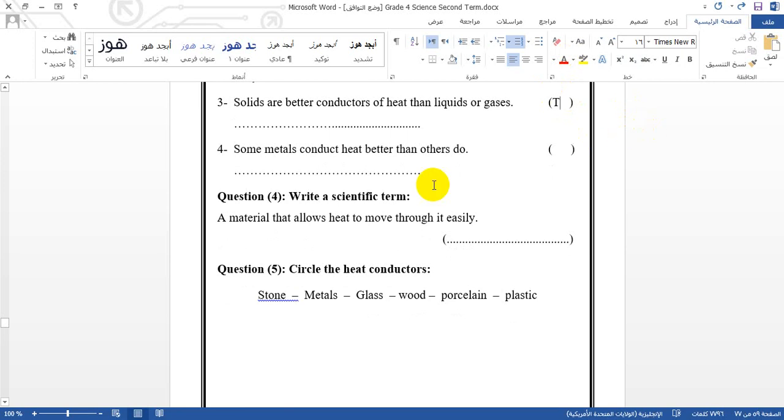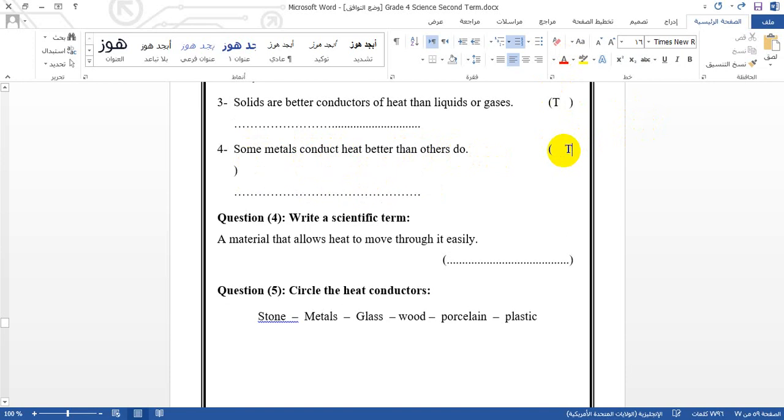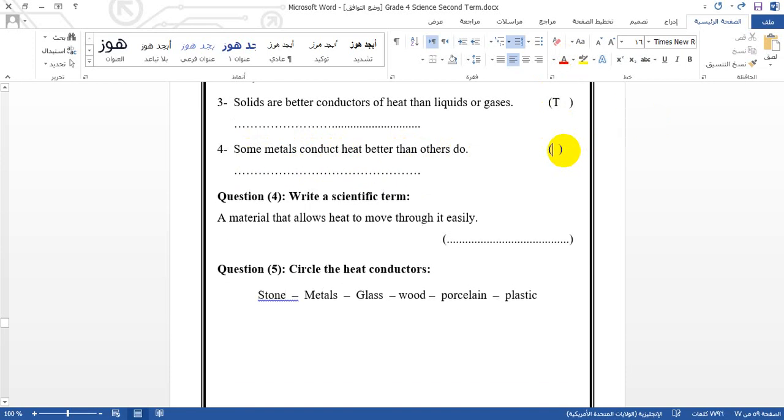The last one, some metals conduct heat better than others do. Some metals, or some solids, conduct heat better than others do, is true. But why is it true, guys? I will tell you why. I told you many times, because of the atoms. I will write the answer here also to remember it. Some materials or matter, some solids.